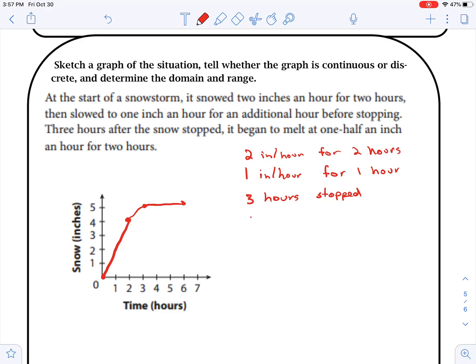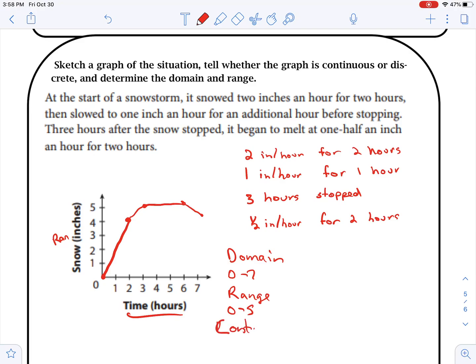Then it began to melt at a 1/2 inch an hour for 2 hours. That means I would drop 1 inch in the next 2 hours. So I just come down like this. Again, when I look at my domain, down here, this is my domain. So I'm going from 0 to 7. My range is over here. It starts at 0, it gets as high as 5, so it goes 0 to 5. This is a line, so we call this continuous data.